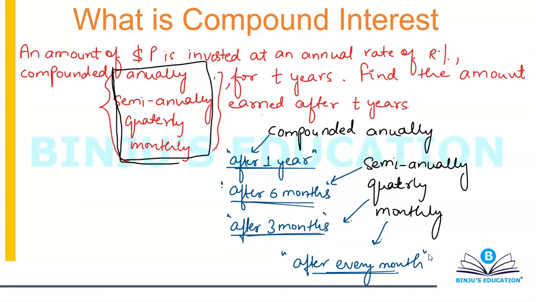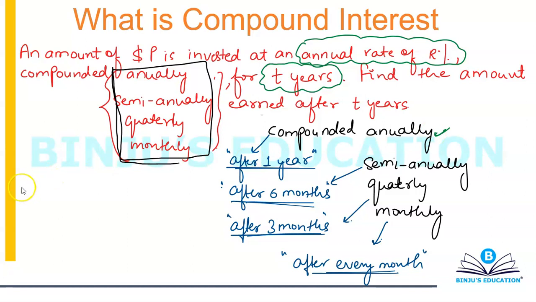Now, what impact are these terms going to have on the formula? If you have an annual rate, and your time period is also in years, and your money is being compounded annually, then the amount received will be P into 1 plus R by 100 to the power t. There will be no change in the formula.